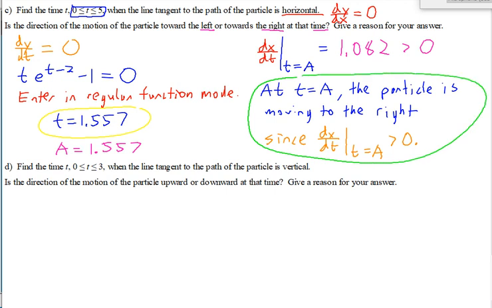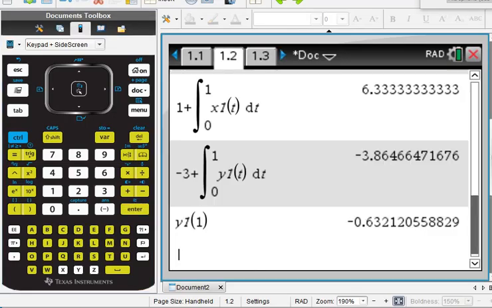Let's do the same thing on the Inspire here real quick. So for the Inspire, again, just go back to 1.2 right here, and then we would just enter in, we already stored as A, so var x1 of A.